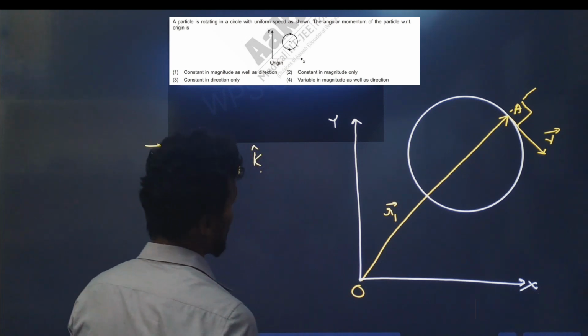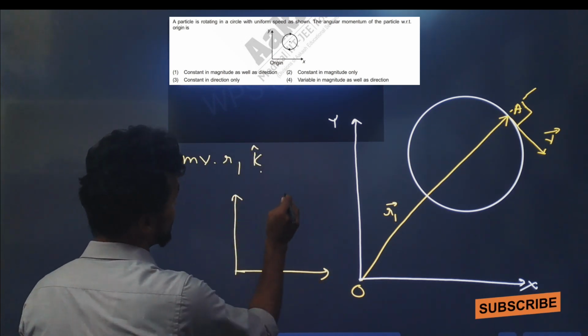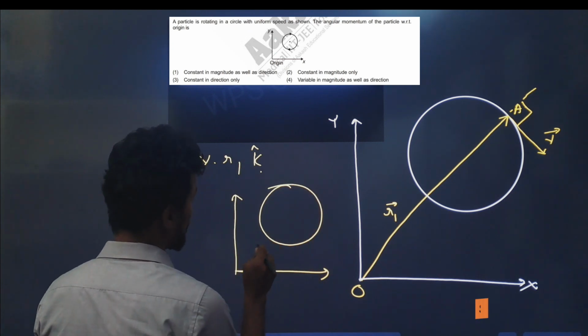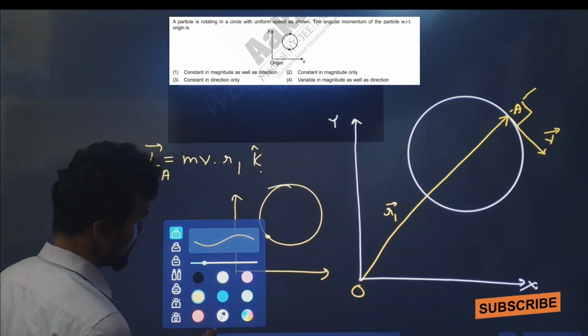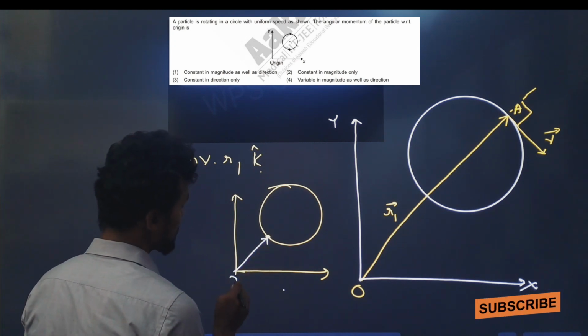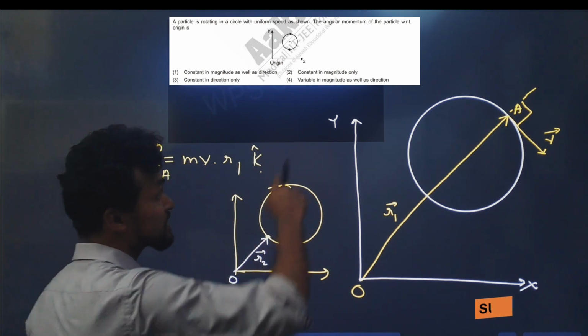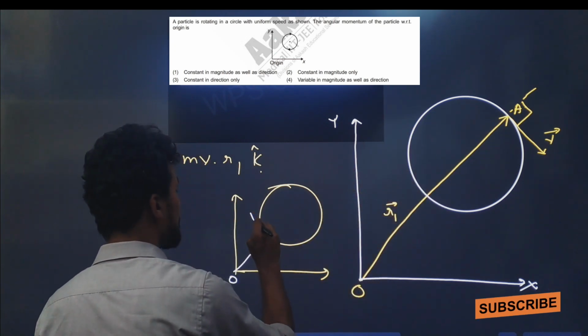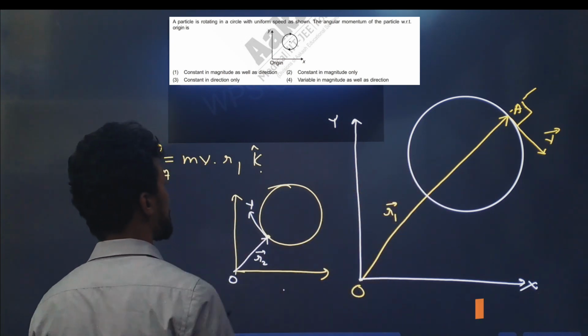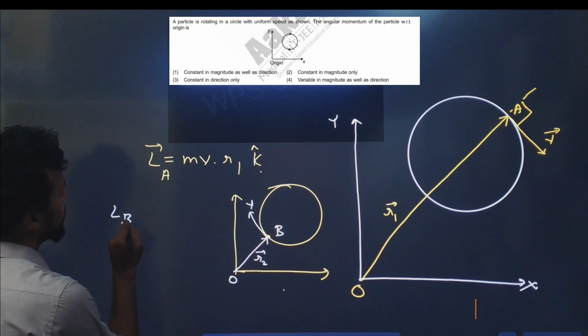Similarly, let me see one more situation. If the particle is here, can you see very well, students? Now with respect to the origin, the position vector has changed, and the velocity will be like this, along the tangent at this point.